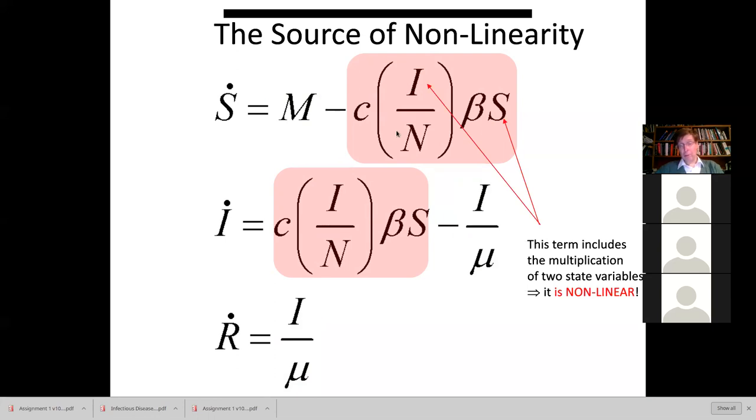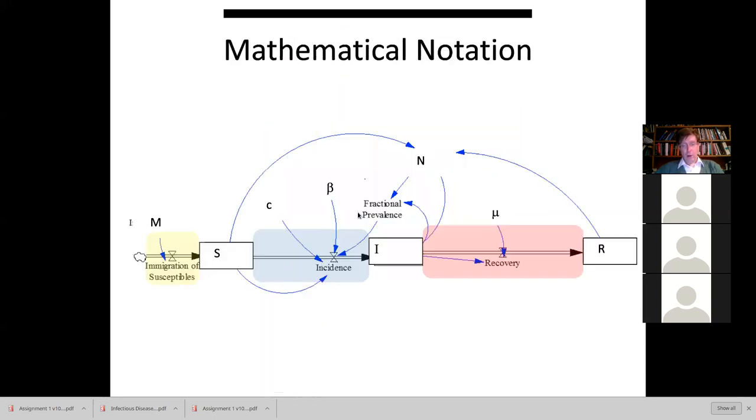If I is zero, this term will be zero. Doesn't matter what S is. If S is zero, this term will be zero. Doesn't matter what I is. You need both susceptibles to be infected and infectives to infect them in order to have anyone proceeding down here.